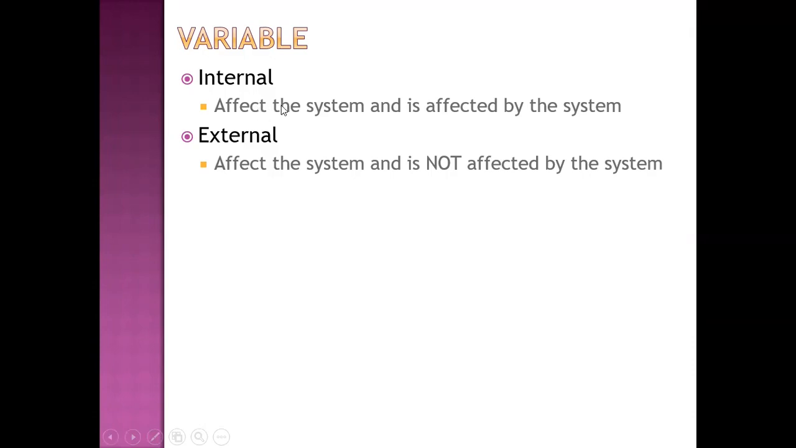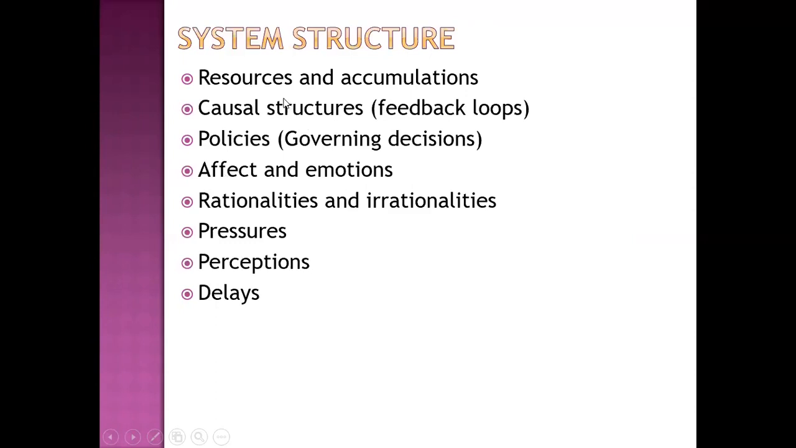Then variables in a system dynamic model may be internal to the model or external to the model. Internal variables affect the system and are affected by the system. External variables affect the system but are not affected by the system because they are external to the system. Then system structure includes resources and accumulations, causal structure, that is feedback loops, and policies, for example government policies and government decisions, affect and emotions, then rationalities and irrationalities, pressures, perceptions, and delays.